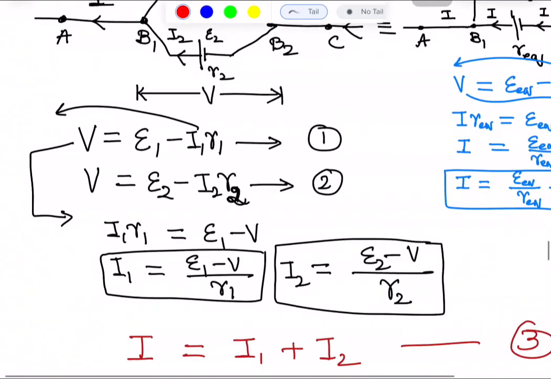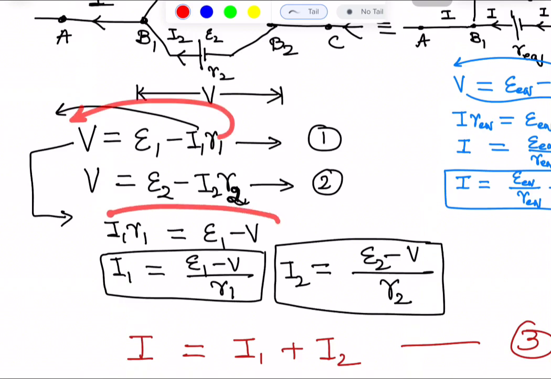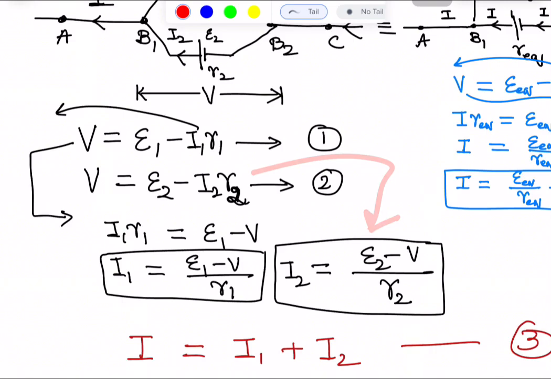Now let us solve equations 1 and 2 for the currents. Using the first equation, we solve for I1. Send I1 R1 to the right-hand side and V to the left-hand side, so you get I1 R1 is equal to epsilon 1 minus V, so I1 is equal to E1 minus V by R1. Similarly, solving the second equation for I2, you get I2 is equal to E2 minus V by R2.